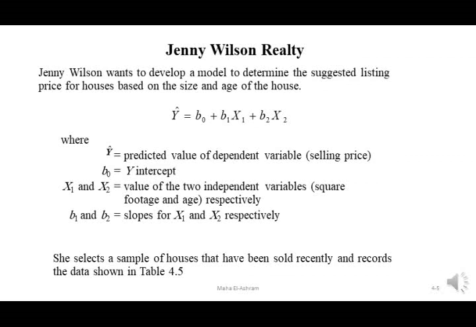So the estimated equation should be y hat equals b naught plus b1x1 plus b2x2. Y hat is the dependent variable, which is the selling price, of course. B naught is the y-intercept. X1 is the first independent variable, which is the size of the house, and it is measured in square feet. And X2 is the second independent variable, which is the age of the house. B1 is the slope of X1, and B2 is the slope of X2. Okay.